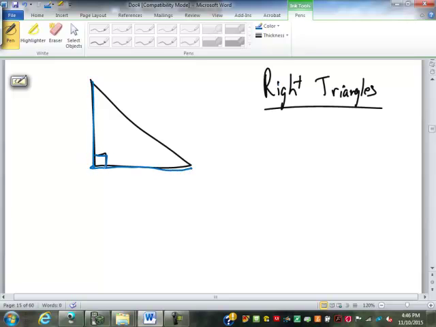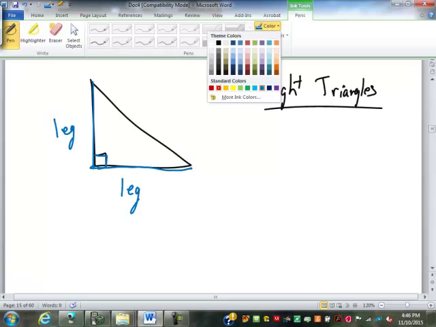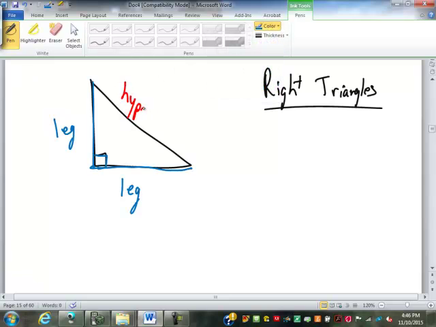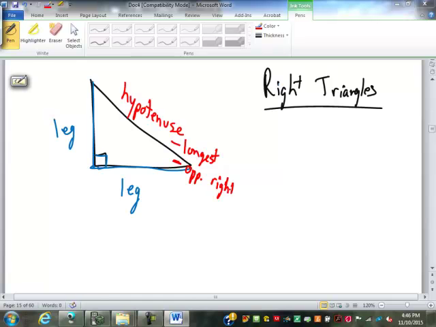They are the 2 sides that touch the right angle. So there's a leg and there's a leg. The 3rd side is called the hypotenuse. It is always the longest side of the right triangle, and it is always, always the side that is opposite the right angle. By opposite, I mean across from. In other words, it does not touch it.